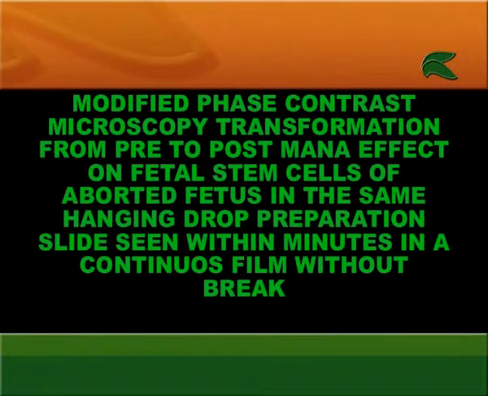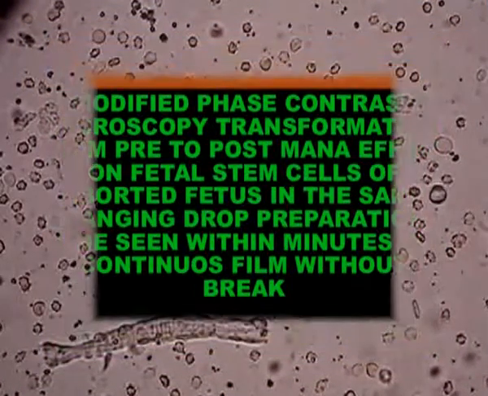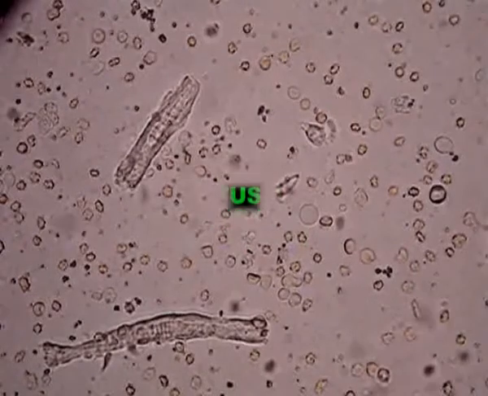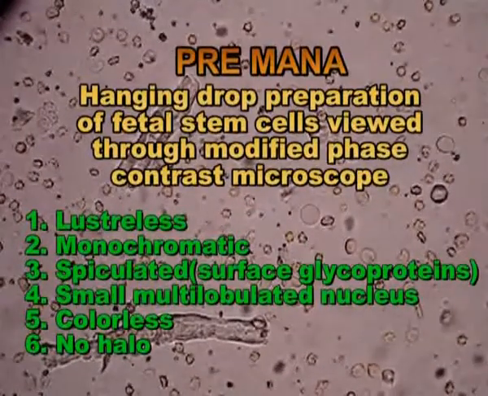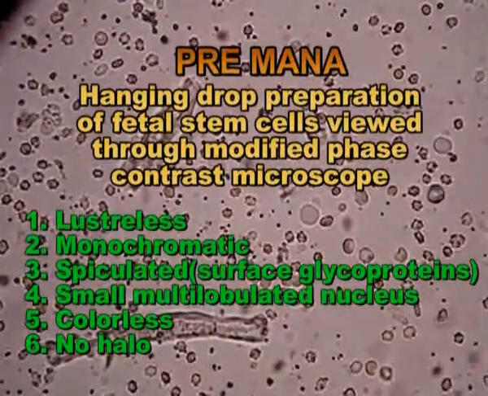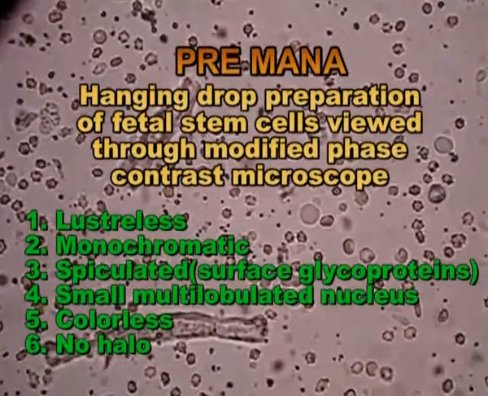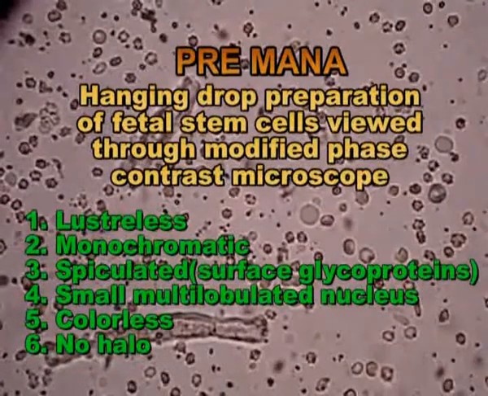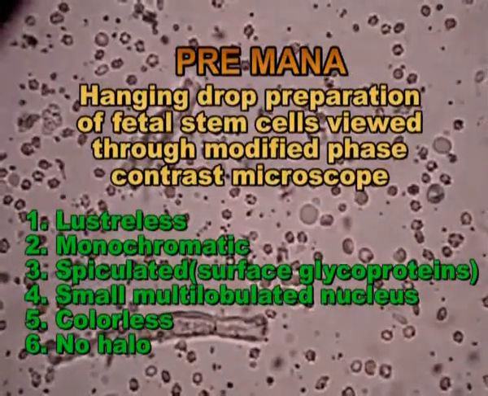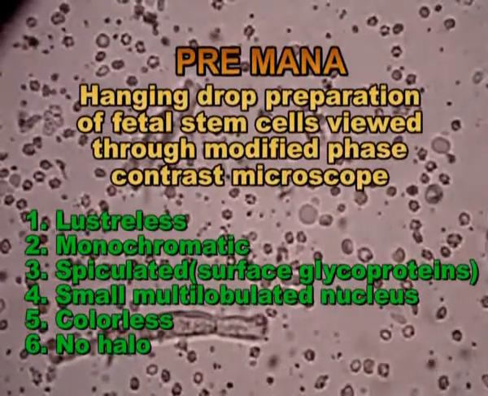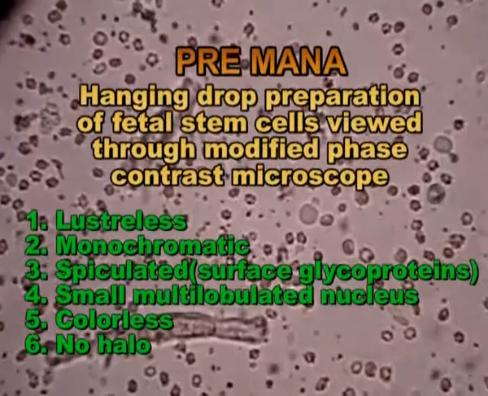Modified phase contrast microscopy transformation from pre to post-Manna effect on fetal stem cells of an aborted fetus in the same hanging drop preparation slide, seen within minutes in a continuous film without break. Pre-Manna. Here you see a hanging drop preparation of fetal stem cells viewed through a modified phase contrast microscope. Lusterless, monochromatic, spiculated, that is surface glycoproteins, small multilobulated nucleus, colorless, no halo.